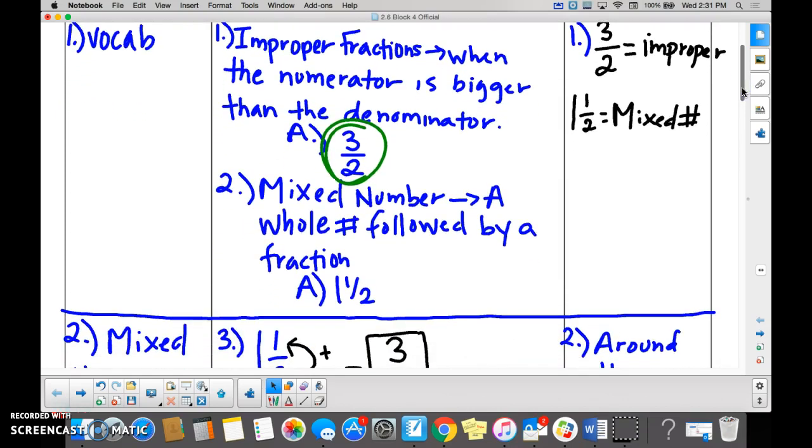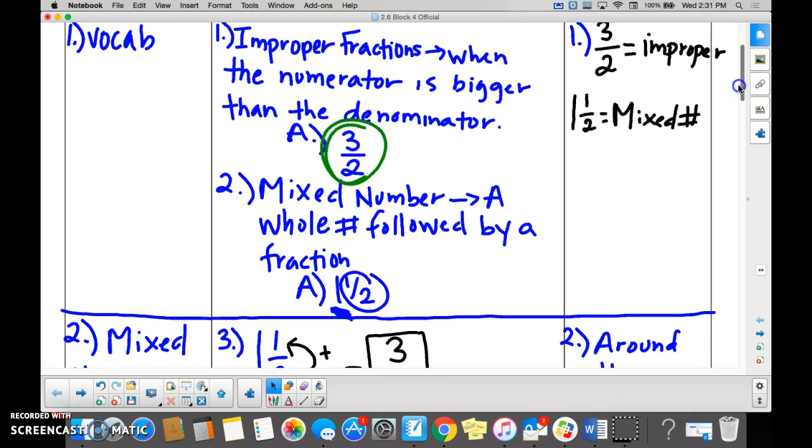Okay, a mixed number then. Somebody explain a mixed number. What is a mixed number? Yes, Cece, loud. A whole number. No, Takia, loud. I always do that. A whole number followed by a fraction. All right, so is this a whole number right here? Yes. Is this one a whole number? Yes. Is this a fraction? Yes. So it's a whole number followed by a fraction.